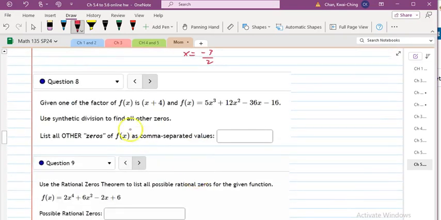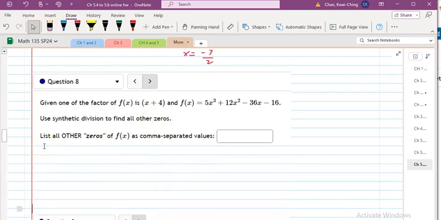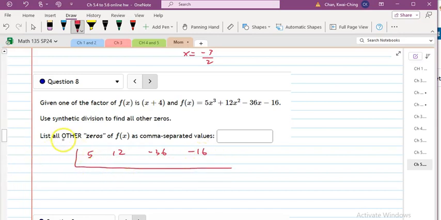Number 8. Given one of the factors, use synthetic division to find all zeros. If someone tells us one factor is x plus 4, I'm going to use it to find the other factor by looking at the quotient. So I'll do synthetic division with 12, negative 36, negative 16. Because we are testing for x plus 4, the outside would be negative 4.